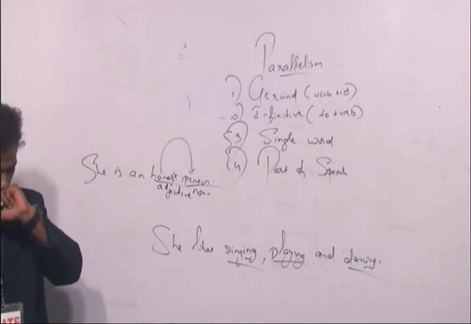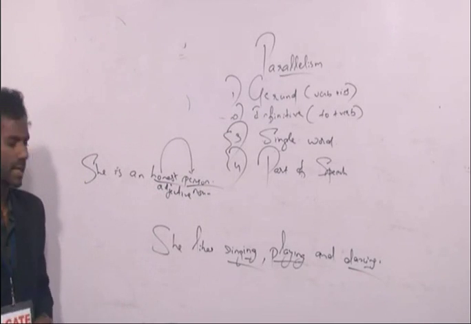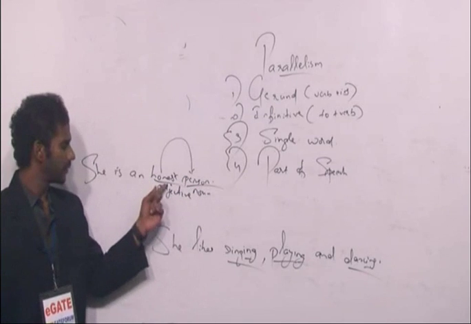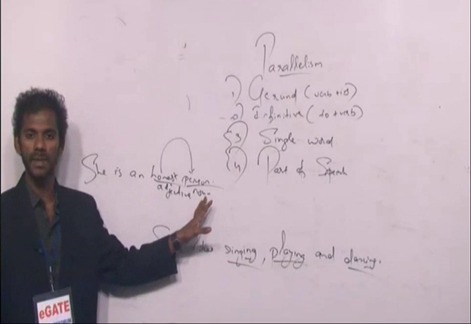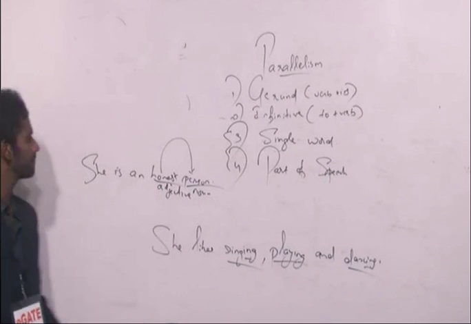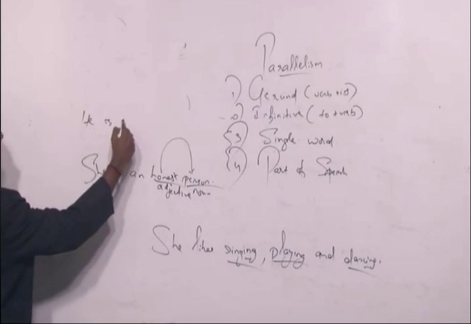Person is a noun. So if I ask you what kind of person, the answer is honest person. That means the word honest describes person. Person is a noun. Any word describing a noun is termed as an adjective. Clear? He is a good boy.